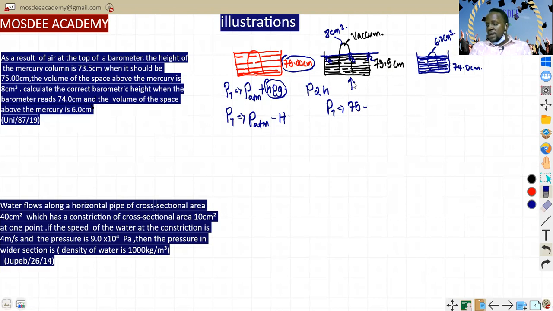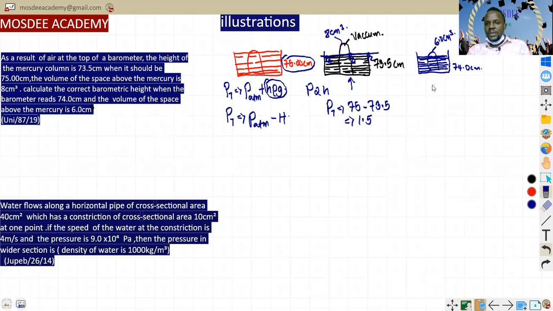You can see, we can say what we have here is like saying H minus h. I'm subtracting the height at which we are reading, 73.5, from the atmospheric pressure. The reason I am subtracting is because it's an inverted tube. So we can say the pressure at this point is just 1.5, because when you subtract 75 minus 73.5, you get 1.5.